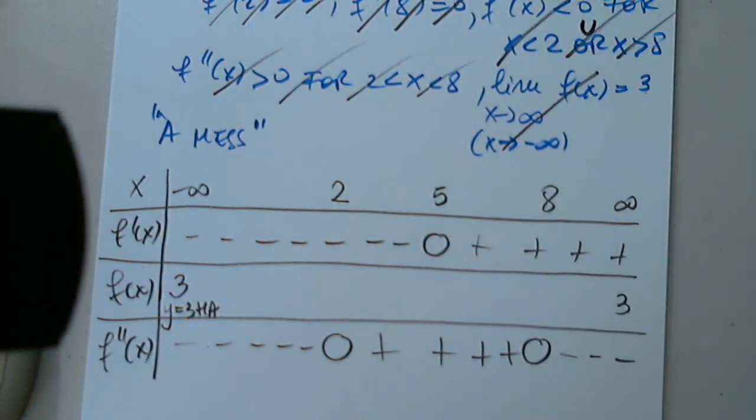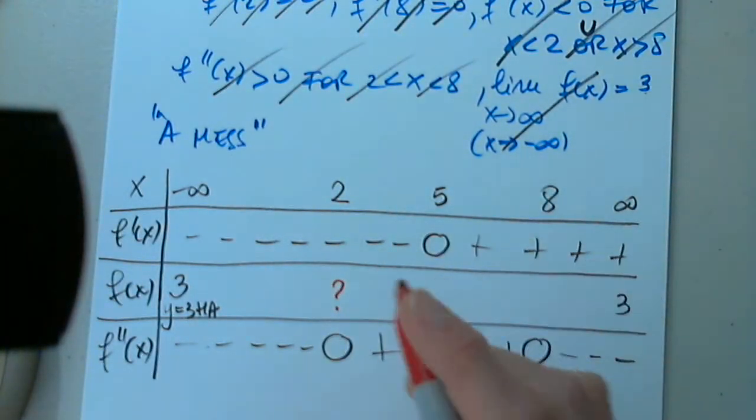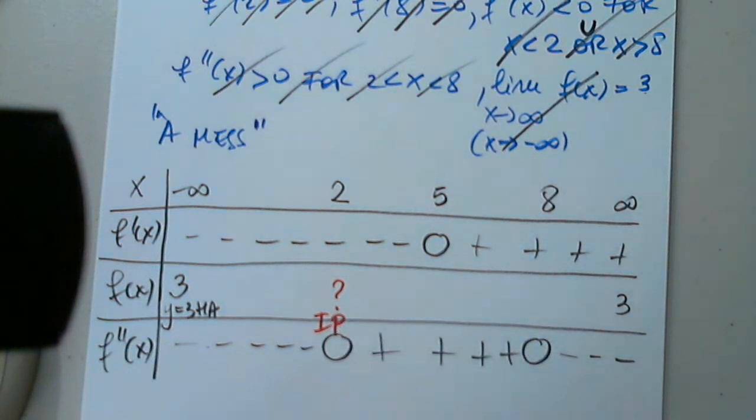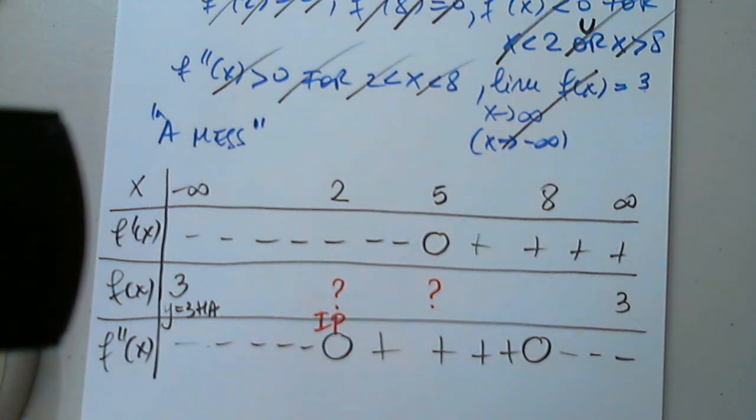Now it's no longer gibberish. Now it's very clear. And there are infinitely many correct answers here. So, obviously, 2 comma whatever you want it to be must be an inflection point. Obviously 5 comma whatever you want it to be, what is it?